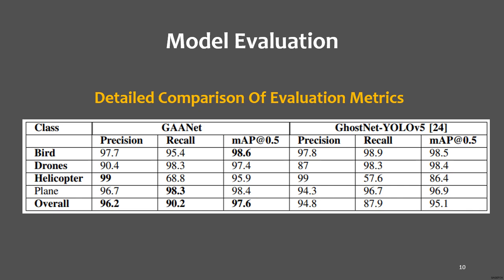GhostNet has the lowest precision value of 90.4% for drones, which is 21.5% more than GhostNet YOLOv5, as it achieved 68.9% detection precision for drones. Similarly, 18.4% higher recall is achieved for helicopters compared to GhostNet YOLOv5. Therefore, the overall precision of GhostNet is increased by 1.4%, recall by 2.3%, and MAP by 2.5% compared to the GhostNet YOLOv5.